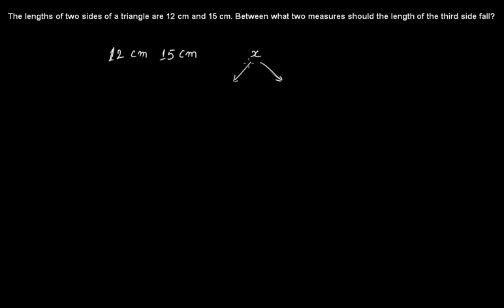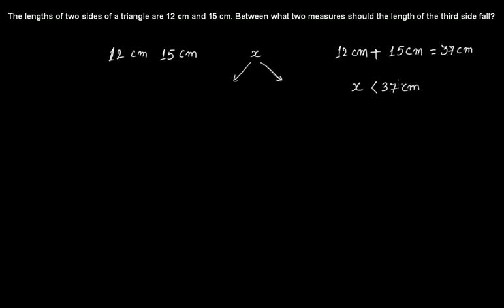So let's do it. You know that the third side will always be less than the sum of the lengths of the other two sides, right? So we know two lengths, that is 12 and 15. So 12 centimeter plus 15 centimeter will give you what? It will give you 27 centimeter. The length of the third side will be less than this 27 centimeter by the property that we have discussed so far.